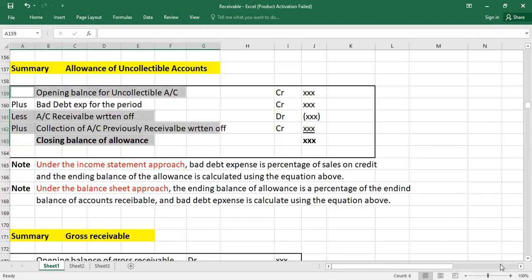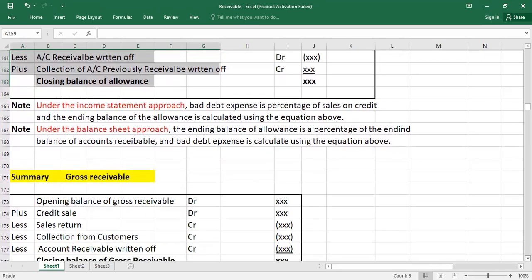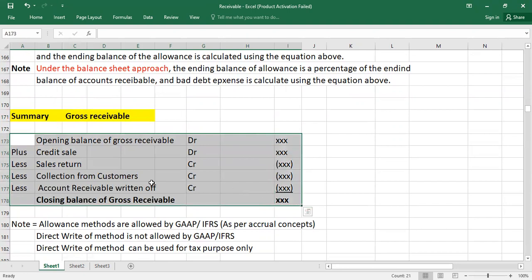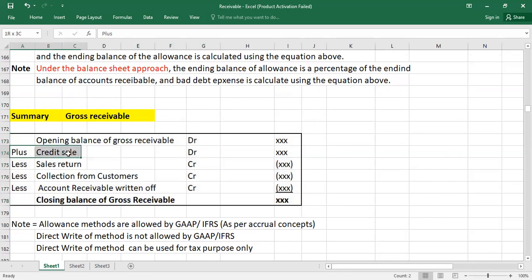Now let me summarize gross receivables also, because in the balance sheet you need to write gross receivables minus allowances. So how will you get the value of gross receivables? We will take the opening balance of gross receivables plus credit sales, less sales return, less collection from customers, less accounts receivable written off. This will give you the closing balance of gross receivables. Now guys, if he gives you all other items but asks for credit sales, you just have to reverse this equation.